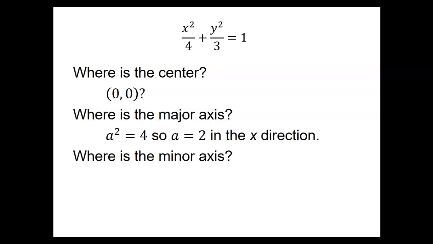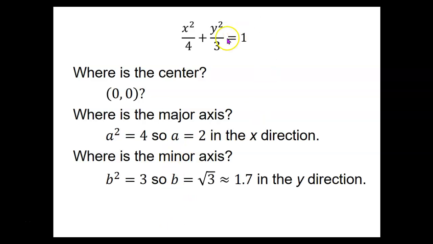And then the minor axis, well, b squared is 3. So b would be the square root of 3, which is about 1.7. So that's how far you would go in the y direction. So if you start at the center, 0, 0, and go about 1.7 spaces up and about 1.7 spaces down, that gets you the minor axis.